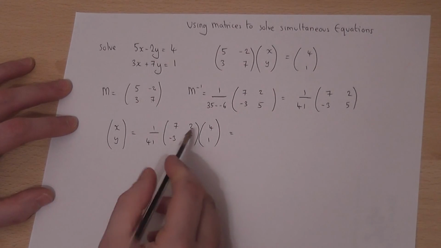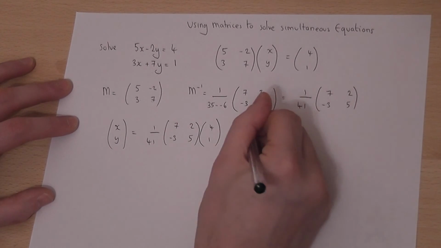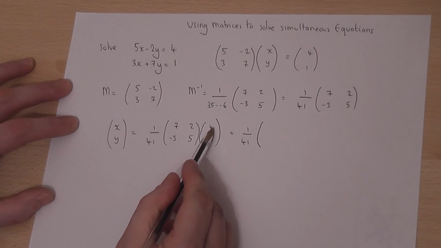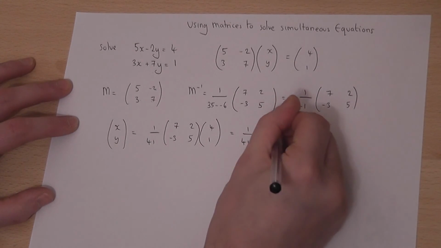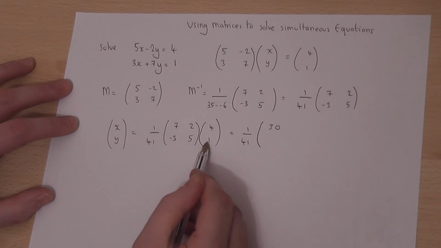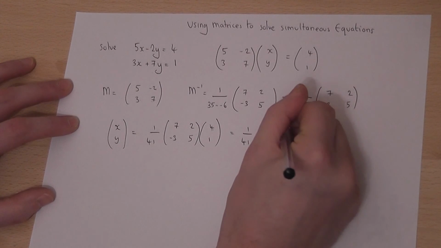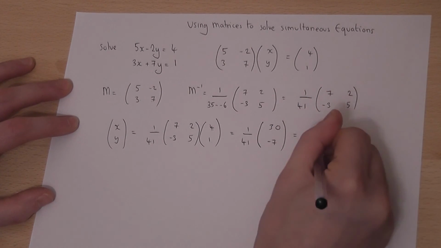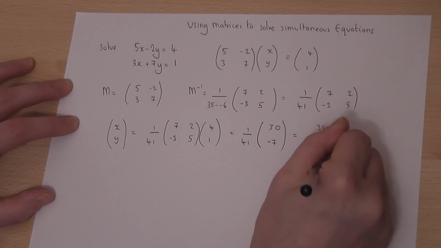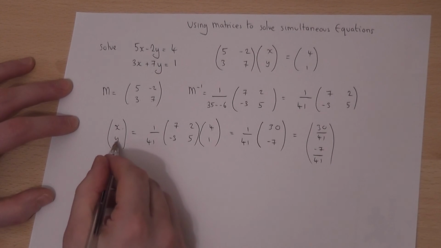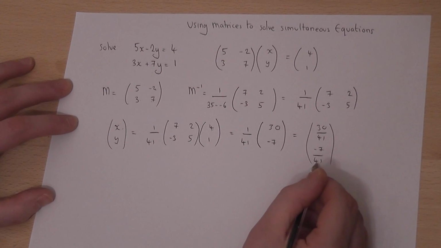We then work out what this becomes. So I leave the factor of 1 over 41, then 7 times 4 is 28, plus 2 is 30, minus 3 times 4 is minus 12, plus 5 is minus 7. So therefore we get 30 over 41, and minus 7 over 41. So x equals 30 over 41 and y equals minus 7 over 41.